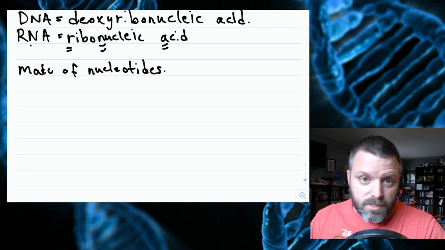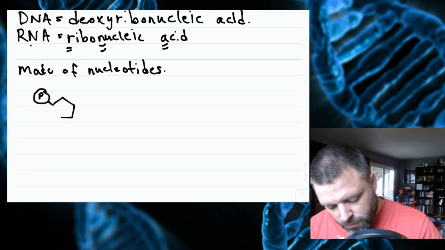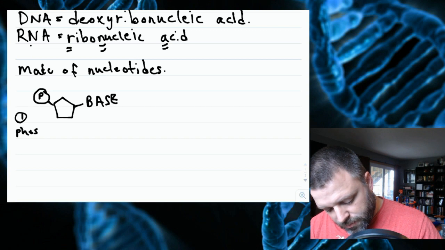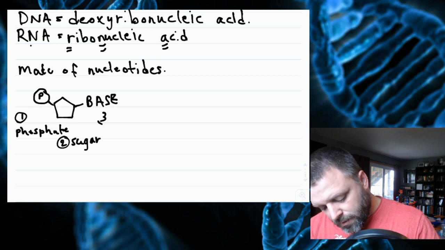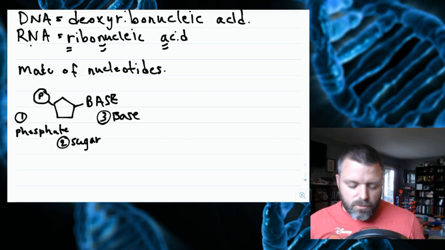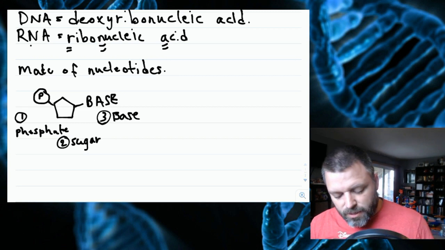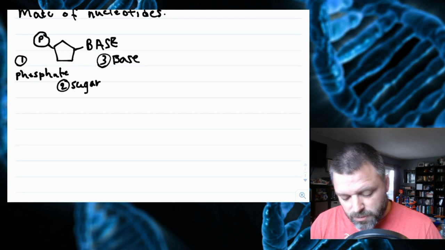Just like DNA, those nucleotides have three parts. You have your phosphate group, you have your five-membered sugar, and then you have your base. So you have your phosphate, your sugar, and your base. Those are the main similarities between DNA and RNA. Just like DNA as well, RNA is also a code, and we'll talk about that a little bit later when we talk about transcription and translation.